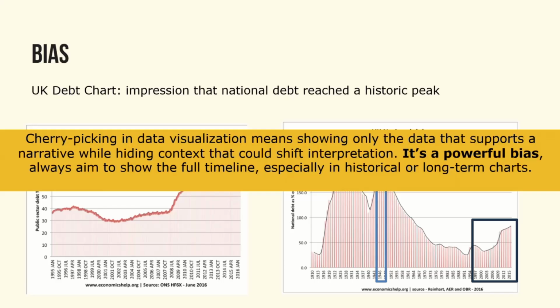So cherry picking in data visualization means showing only the data that supports a narrative. In this case, for whatever reason, they wanted to emphasize that the peak debt was in 2016. And by doing that, we hide the context that could shift interpretation. If you show the whole picture, you will know that 2016 was not even close to the actual peak. So this is a powerful bias. We need to always aim to show the full timeline, especially when we have historical or long-term charts like this one.